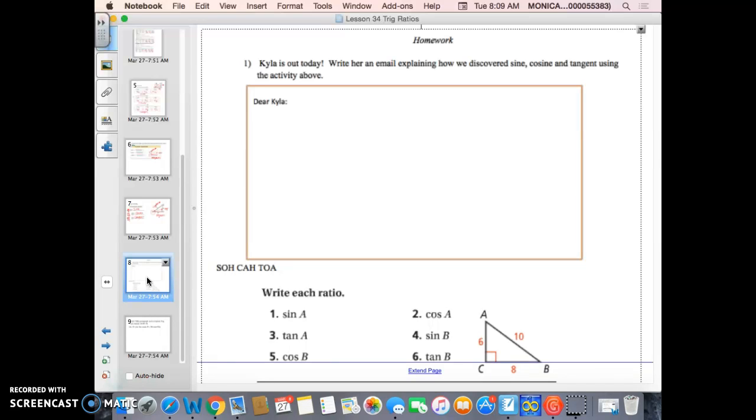All right, so you're going to do another tide writing assignment. You're going to write an email to Kayla. She's out today, and you're going to explain how we discovered setting up the ratios of sine, cosine, and tangent using what we just did above. And then you're going to write each ratio below.